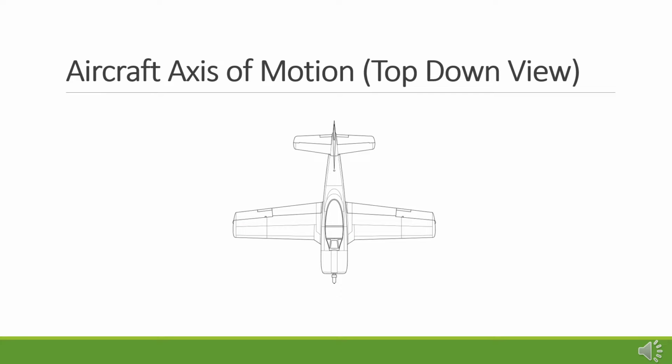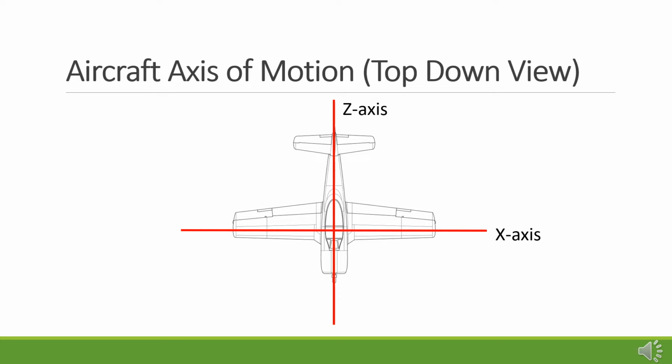Now the x-axis would point out of the slide. Looking at the aircraft from a top-down view, the x-axis would run through the wings, and the z-axis would run from the nose to the tail of the aircraft. Here, the y-axis would point out of the slide.